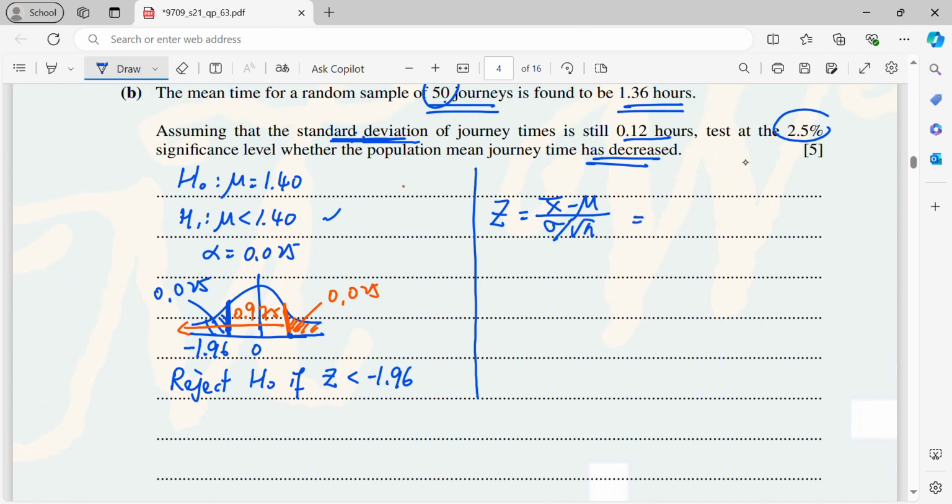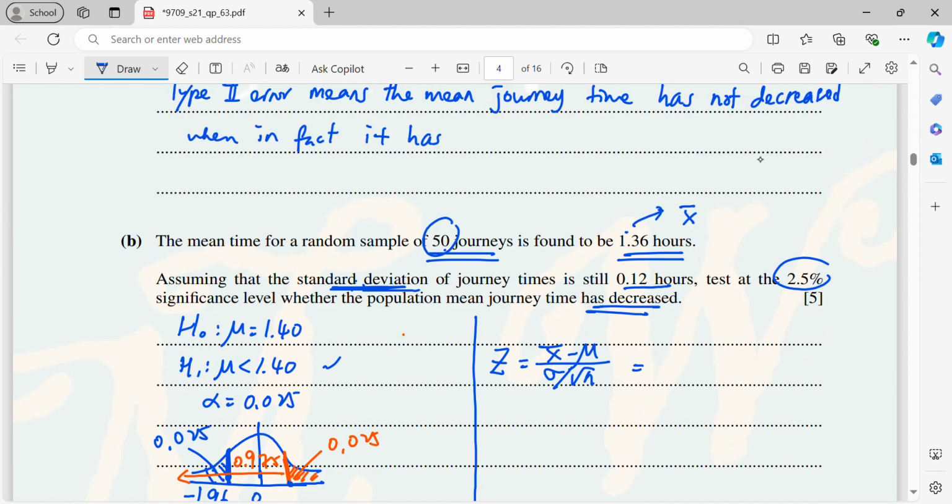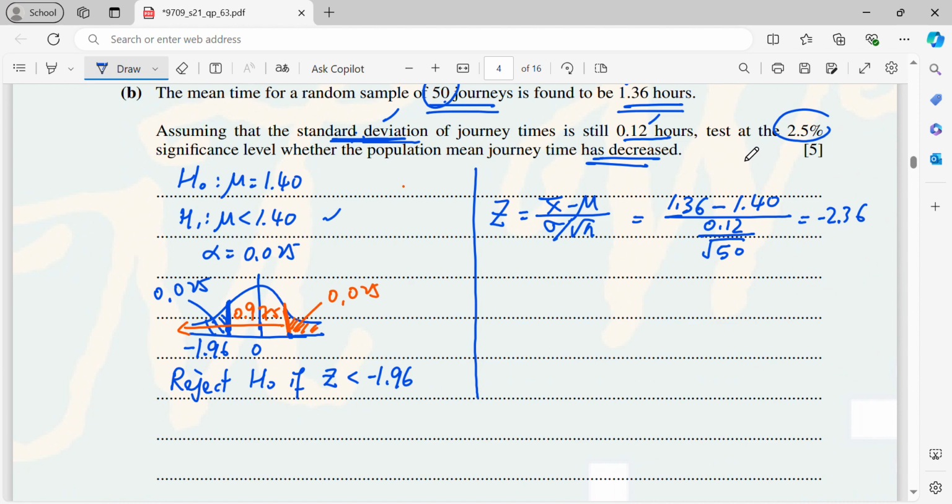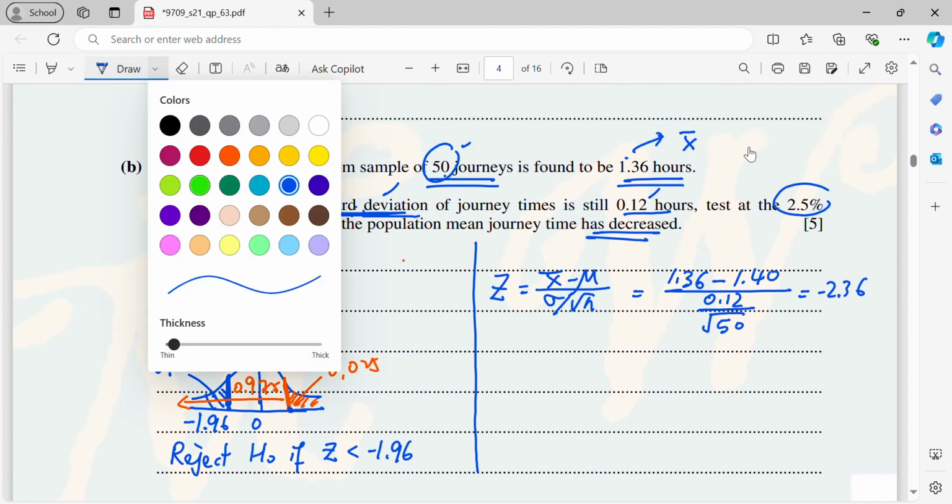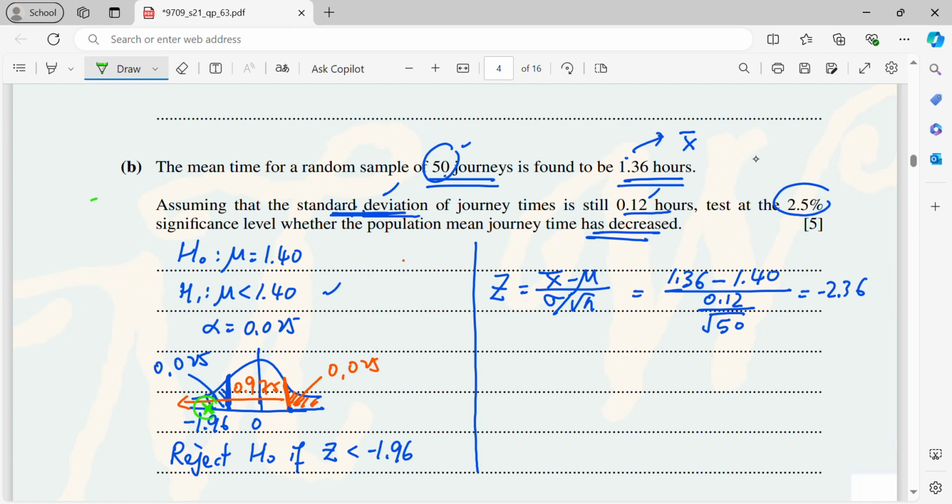For the calculation, the X bar is 1.36 minus the mu at H naught, that means 1.40, over the standard deviation given, 0.12, divided by the square root of n, where n is 50 here. Then you will get the value of negative 2.36. Now mark this value on the graph. Negative 2.36 is inside the rejection region.